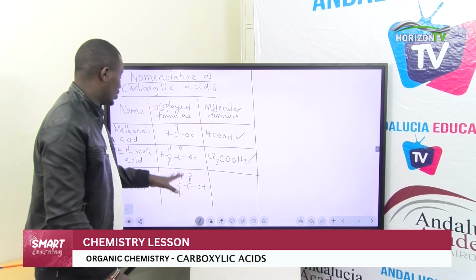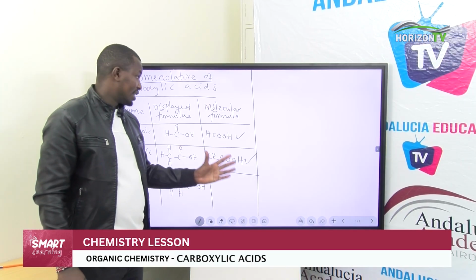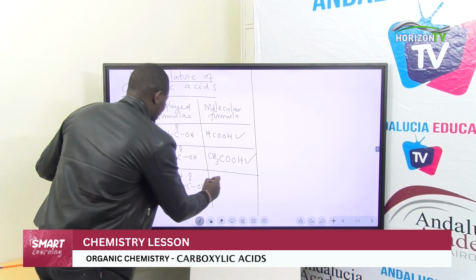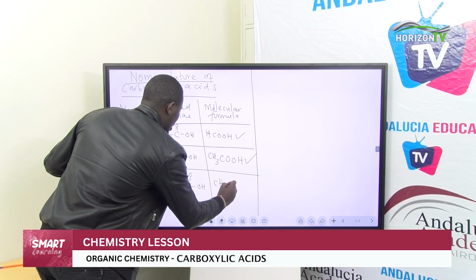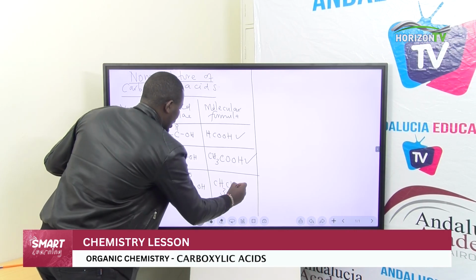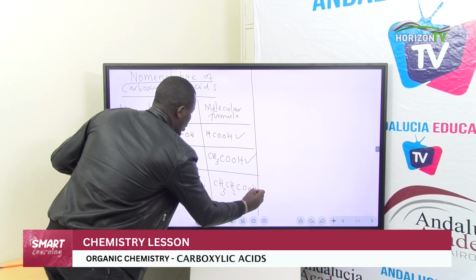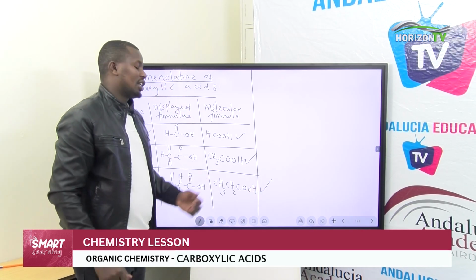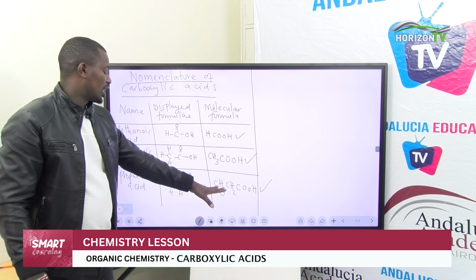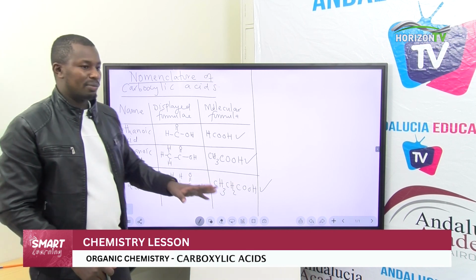From the displayed formula, I can easily write down the molecular formula. The first carbon has 3 hydrogens. The second carbon has 2 hydrogens. Then there's a C that's attached to oxygen and hydrogen. So this is the molecular formula of propanoic acid.